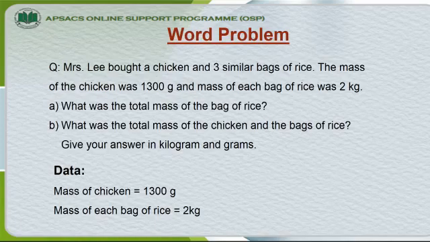So students, as I told you, we are going to solve this word problem in 3 steps. The first step is data. In data, we write the important information that is given in the question. In this question, two pieces of important information are given: the mass of the chicken is 1300 grams, and the mass of each bag of rice was 2 kilograms.